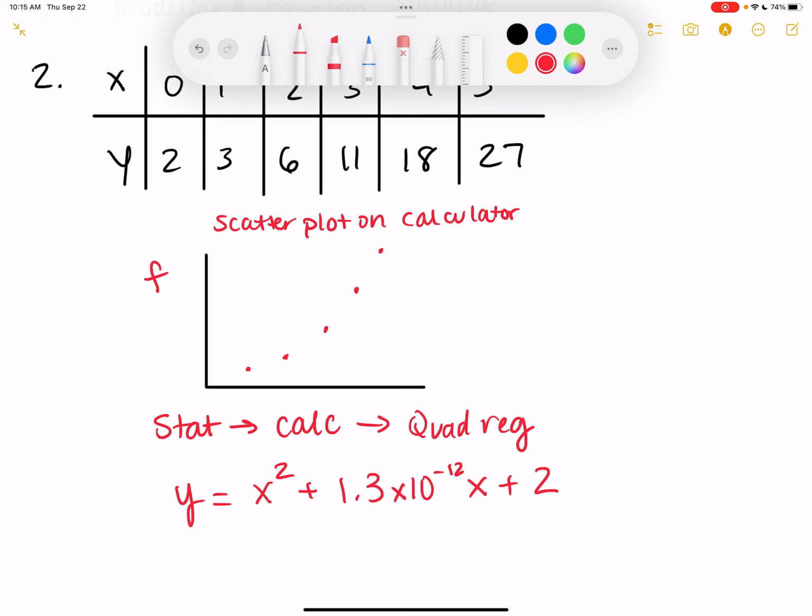Okay. Now, if you hit graph, magic's going to happen. Oh my goodness. Wow. No way. Look at the line through it. Mine does not work. Mine says error, invalid dimensions.